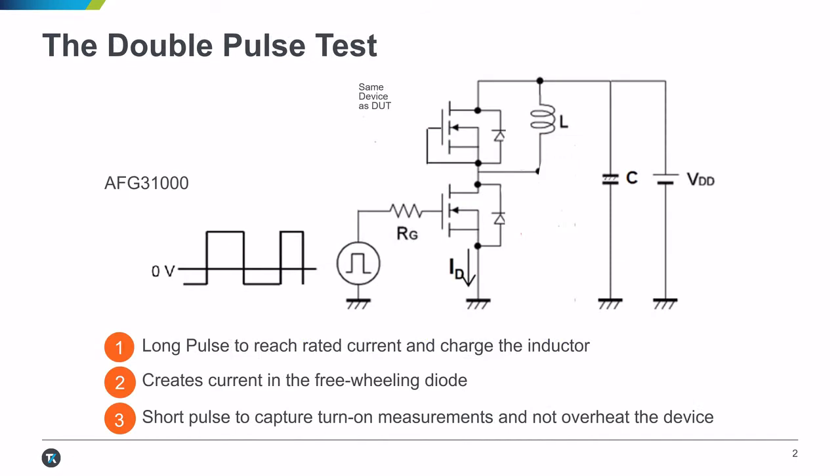The test is done using an inductive load to replicate converter circuit conditions and a power supply to provide voltage to the inductor. The Tektronix AFG31000 outputs pulses to turn on the MOSFET. The first step of the test is a long pulse that establishes current in the inductor. The second step turns off the low side MOSFET, creating a freewheeling current in the diode. The last pulse turns on the low side MOSFET again and allows measurements to be taken.